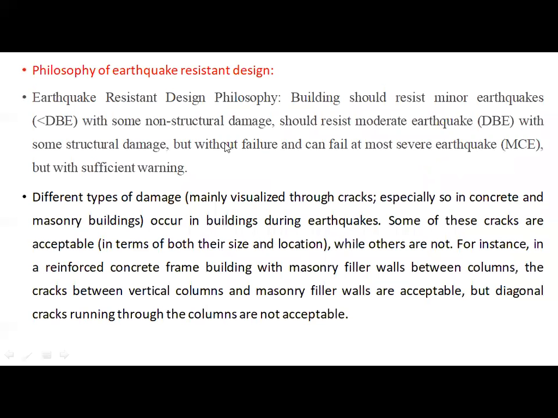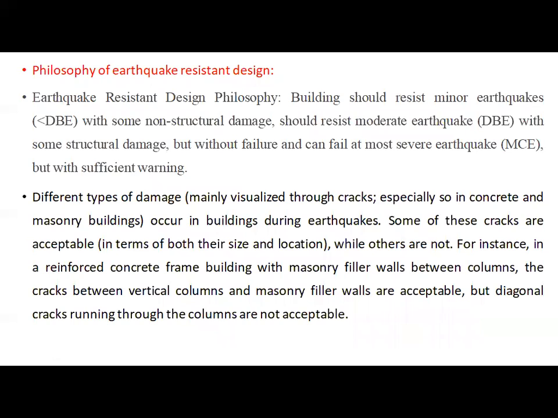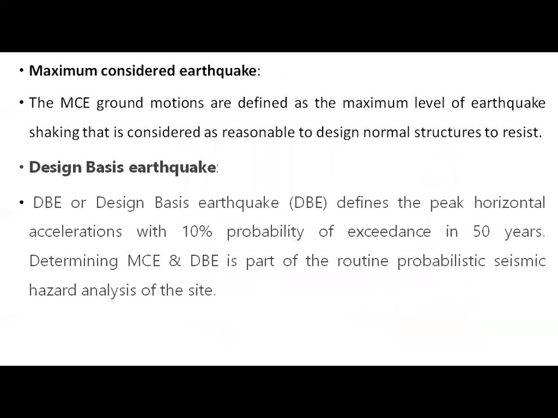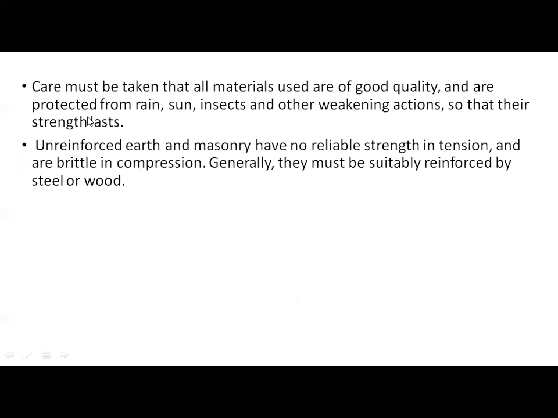We'll see all the points related to the center of rigidity and center of mass, which we have completed, and irregularities of the structure, which we have also covered. Philosophy of earthquake resistant design we have covered. The difference between MCE and DBE we have also seen. Again, the general principles of earthquake resistant design parameters we studied in the last lecture. So we'll revise the last point and then go to the next point.